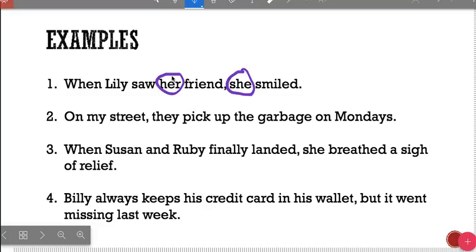Her, who is that referring to? What is the antecedent for her? Well, Lily. So that has a clear antecedent. Her and Lily agree in number, they're both singular, and they agree in gender, they're both feminine. So that is an okay pronoun. That one's good.